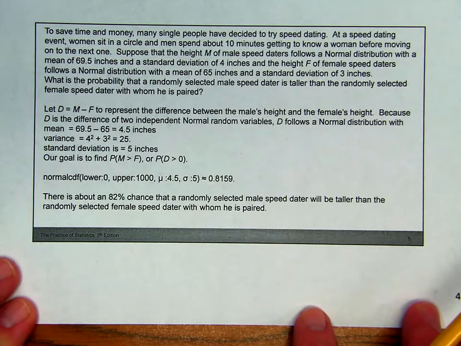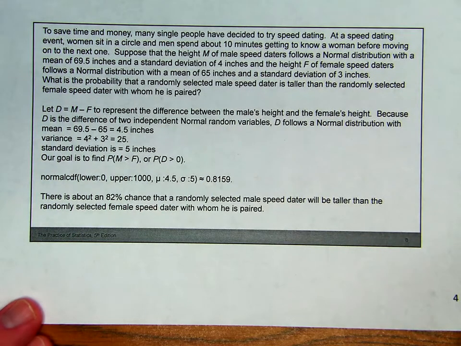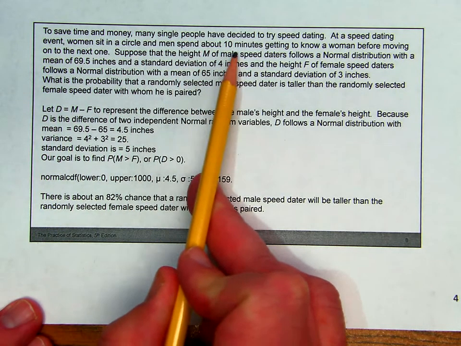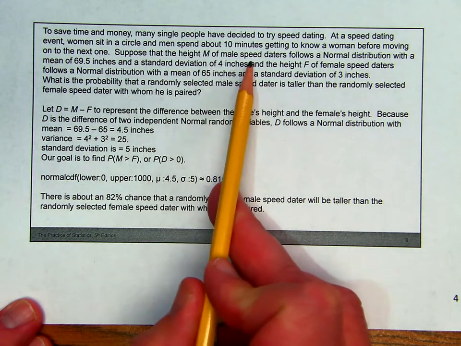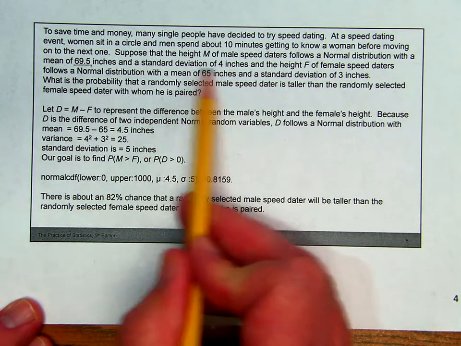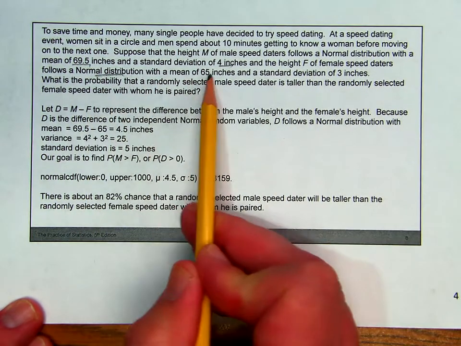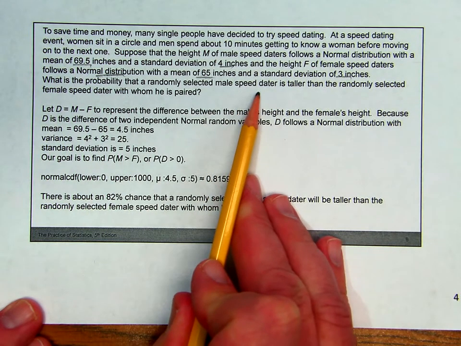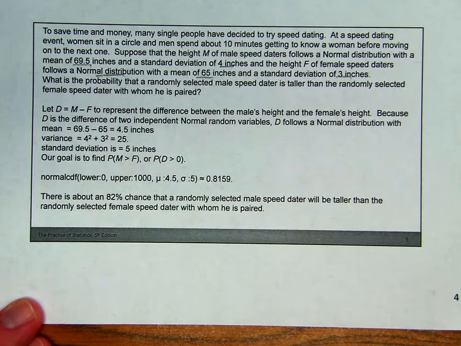Last problem for today. To save time and money, many single people have decided to try speed dating. At a speed dating event, women sit in a circle, and men spend about 10 minutes getting to know a woman before moving to the next one. Suppose that the height M of male speed daters follows the normal distribution with a mean and standard deviation. The height of the female, normal, with a mean and standard deviation. What is the probability that a randomly selected male speed dater is taller than a randomly selected female speed dater?